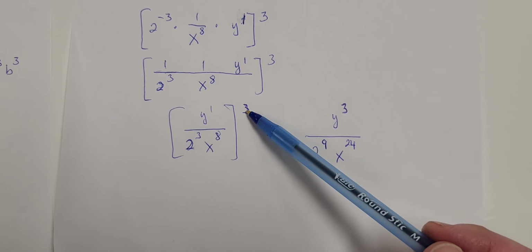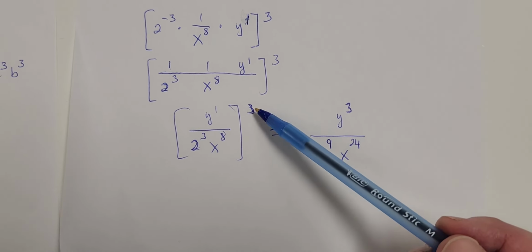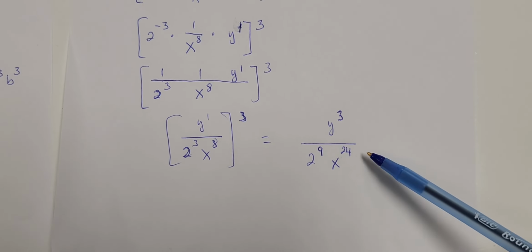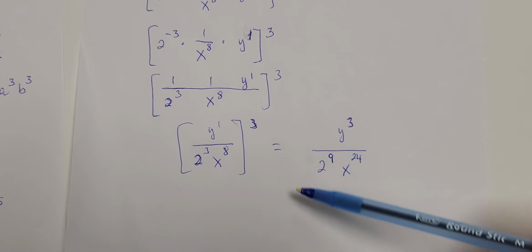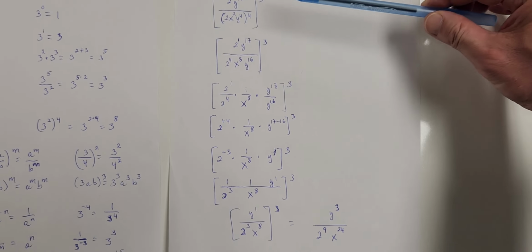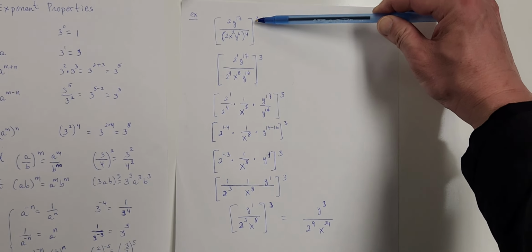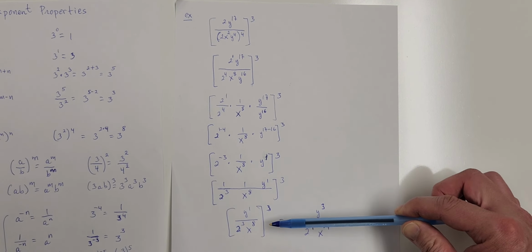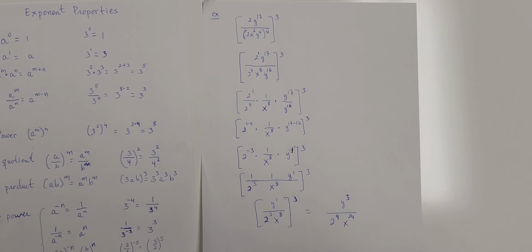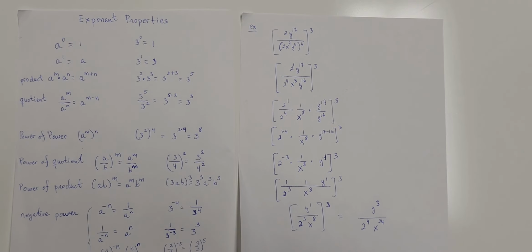One more time. 3 times 1 is 3. 3 times 3 gives me 9. 3 times 8 gives me 24. Okay, and this is the final answer. Again, this example is using a lot of exponent properties to get to the final answer. Okay, so be very careful of the exponent properties.